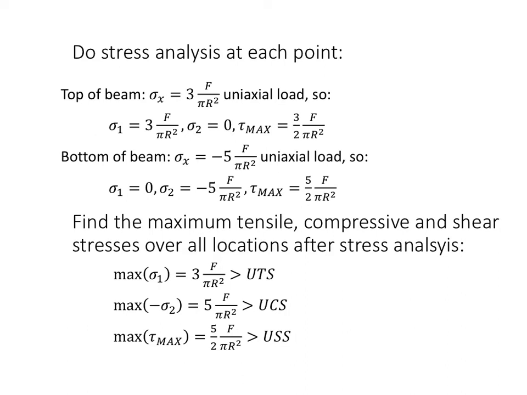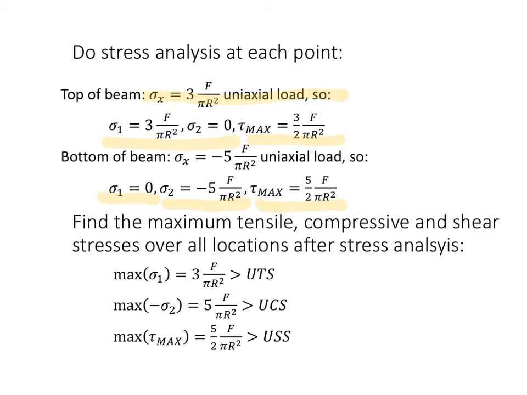So we then do stress analysis at each point. Remember, we had to combine the different types of loads before doing stress analysis, but we've now combined them and we're ready to do stress analysis. So the top of the beam tells us that we have just sigma x, that's a uniaxial load, and so the sigma 1 and sigma 2 are that load and 0, and tau max is half that value. At the bottom of the beam, it's still uniaxial. This time sigma 1 is 0 because the load is negative, so it gets assigned to sigma 2, and again, tau max is half of that.